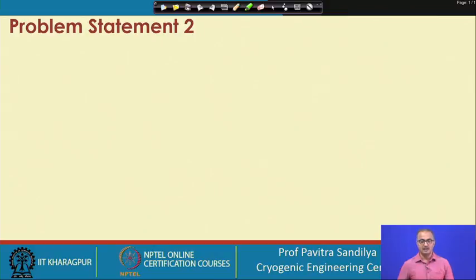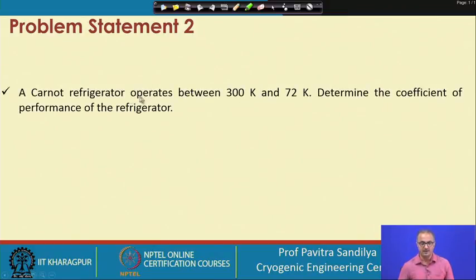Now, let us come to another problem. In this problem, we have a Carnot refrigerator which is operating between 300 Kelvin and 72 Kelvin, and we have been asked to determine the coefficient of performance of the refrigerator.